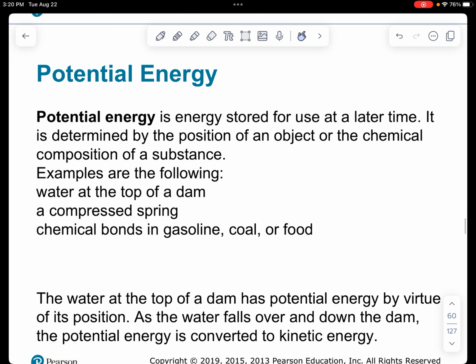Potential energy is energy stored for use at a later time. It can be influenced by position or chemical composition of a substance. So some molecules store energy, like glucose and fat, and ATP is the energy currency. That's potential energy. Potential energy could be gravitational, or it could be energy in a spring.